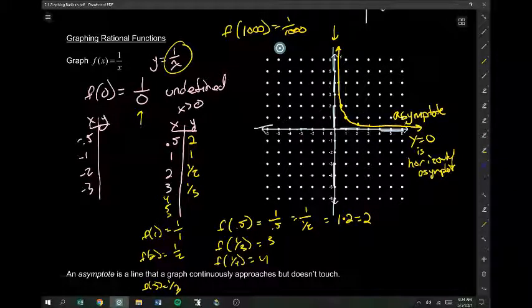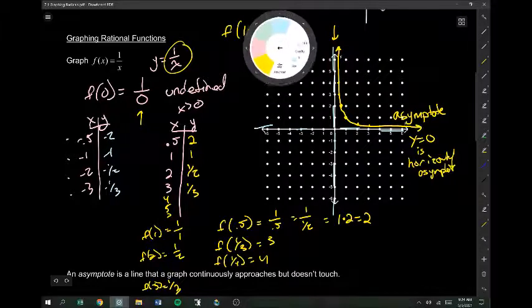Now if I plot negative 0.5, negative 1, negative 2, negative 3, in this case it's really nice. Everything just flips. So I'm going to get the points negative 2, negative 1, 0, 1 half, 1/3. Negative 1 half, negative 1/3. So the other half of the graph is just over here.